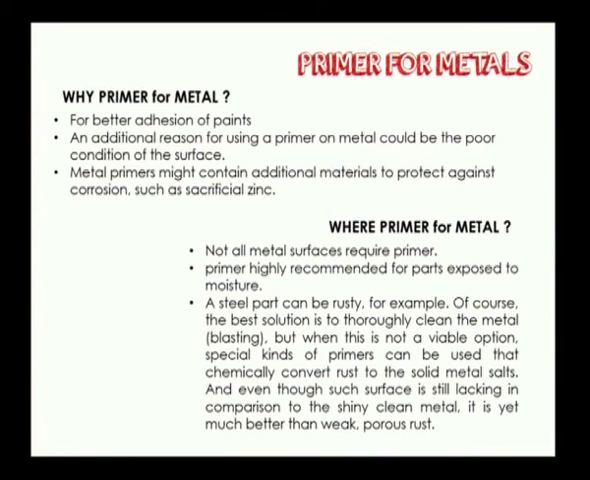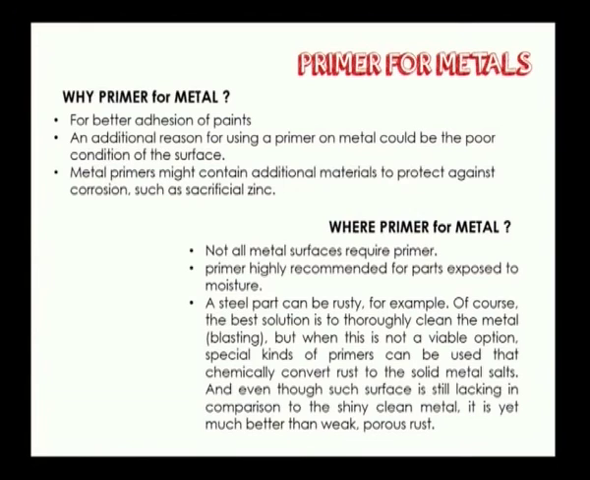Where is primer given for metal? Not all metal surfaces require primer. Primer is highly recommended for parts exposed to moisture only. A steel part can be rusty, for example. Of course, the best solution is to thoroughly clean the metal. But when this is not a viable option, special kinds of primers can be used that chemically convert rust to solid metal salts. And even though such a surface is still lacking in comparison to shiny clean metal, it is yet much better than a weak porous rust.